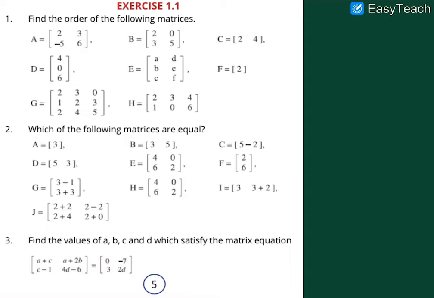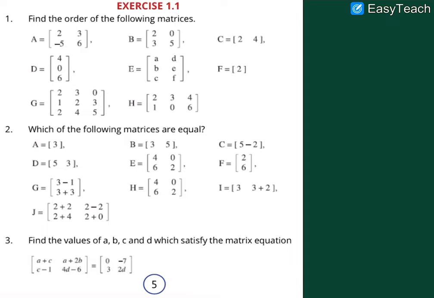Now we'll do exercise 1.1. In exercise 1.1, question number 1 is find the order of the following matrices. So you know how to find the order of a matrix.